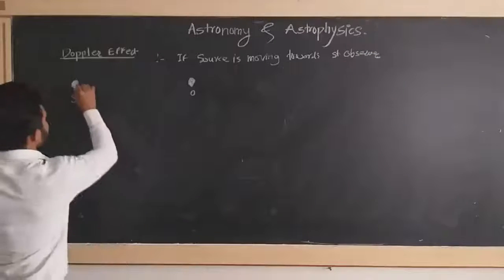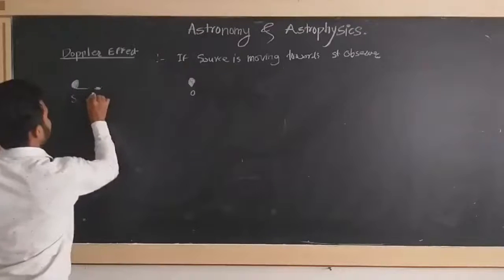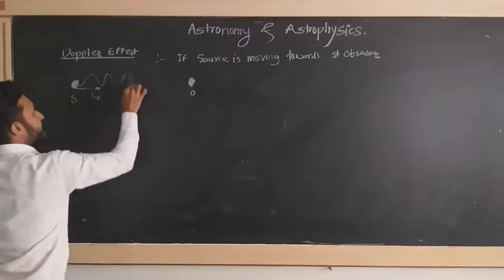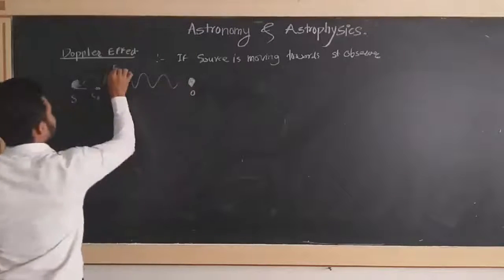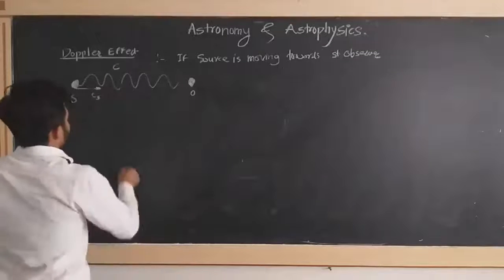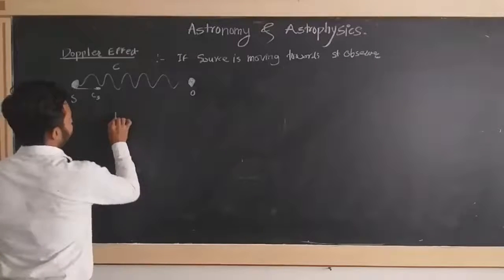We know that this is the source, which is moving with velocity, let's say cs, and the light is also moving with the speed of light, right? We know that the frequency nu, or let's say n, is the frequency.